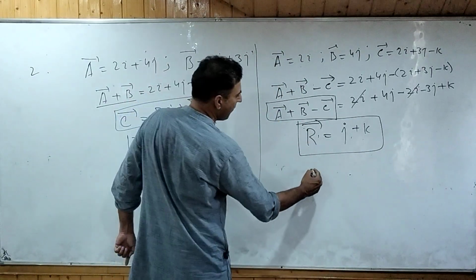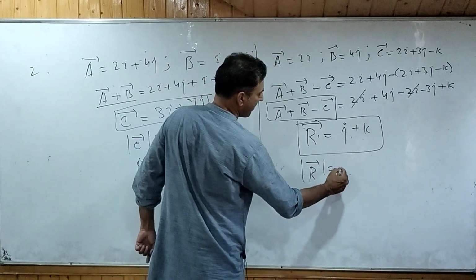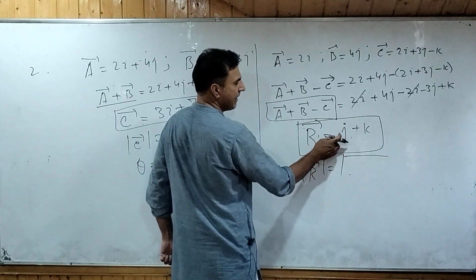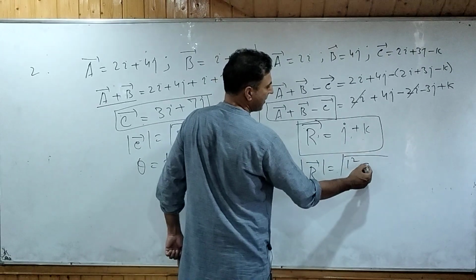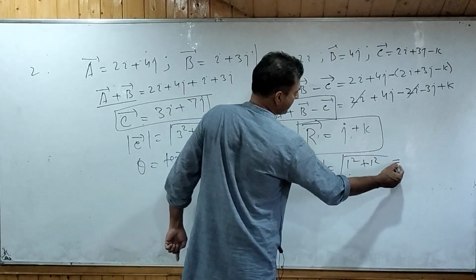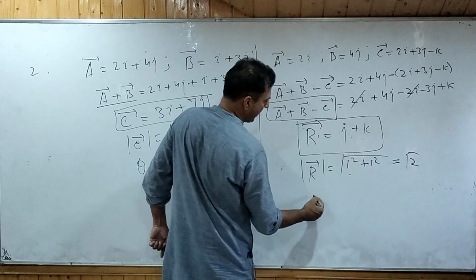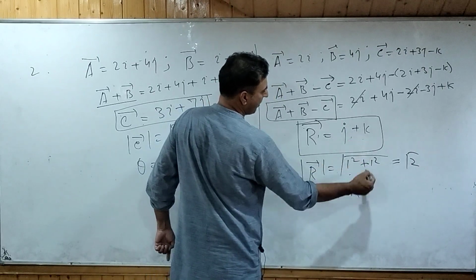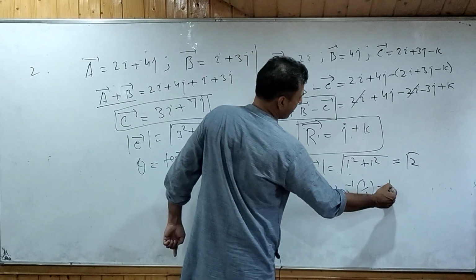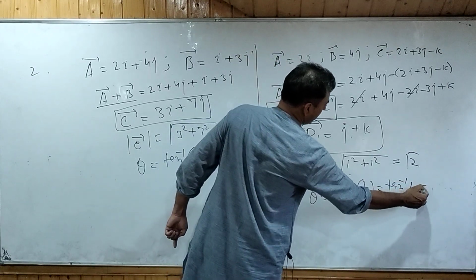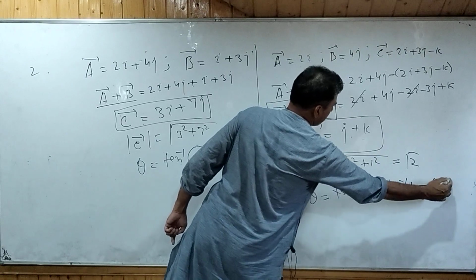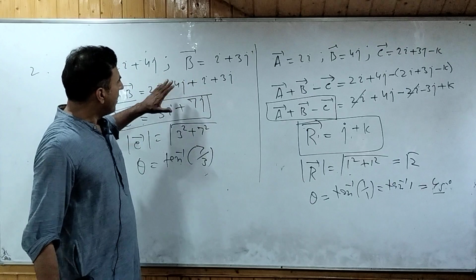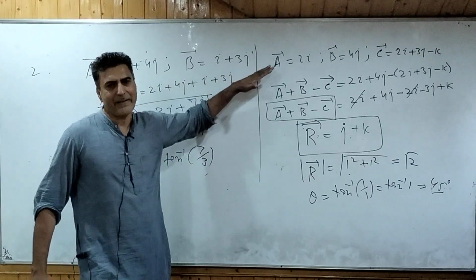So what is the magnitude of R? The coefficient of J is 1 square, the coefficient of K is again 1 square, that is root 2. And you can also find the direction. Theta is equal to tan inverse what? Okay, 1 by 1, that is tan inverse 1, and it is 45 degrees. That's all. So this I wanted to tell you, how to deal with this kind of vector algebra.